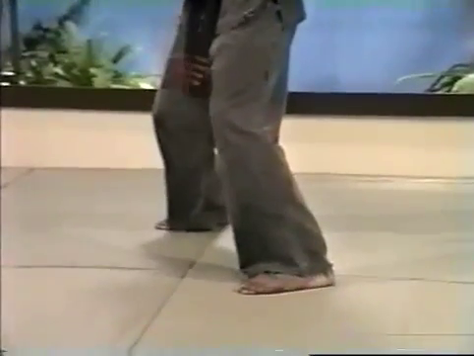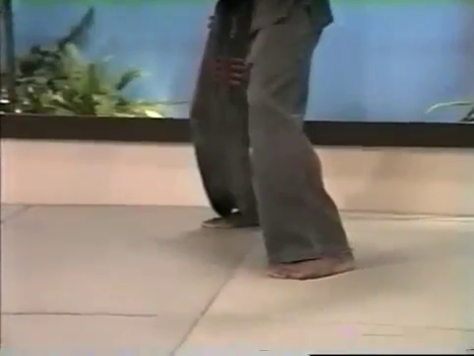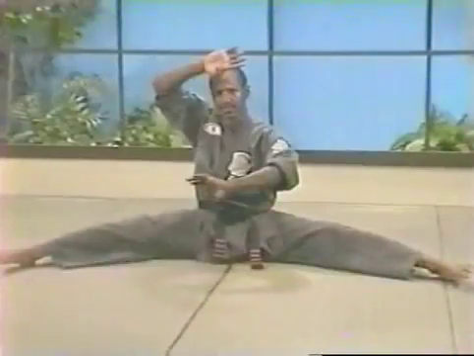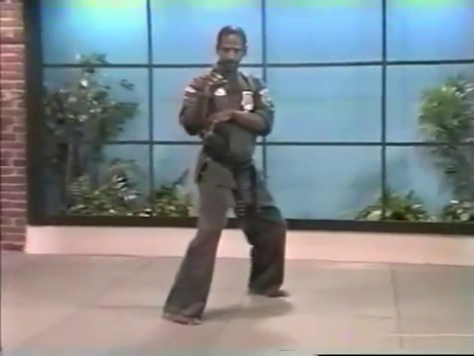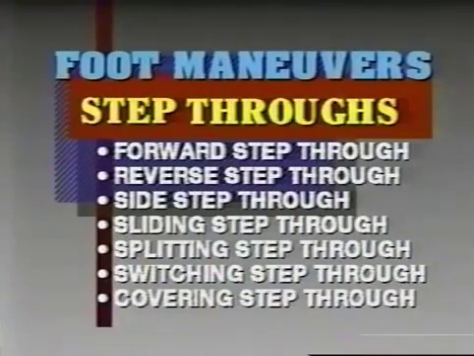They are generally walking steps, steps that leave the ground before being replanted. However, they can also employ such methods as sliding, splitting, switching, and covering in completing the step. These steps can be full, half, or quarter steps, depending upon the desired effect. The following illustrations and descriptions should help clarify each of the methods used for step-throughs.